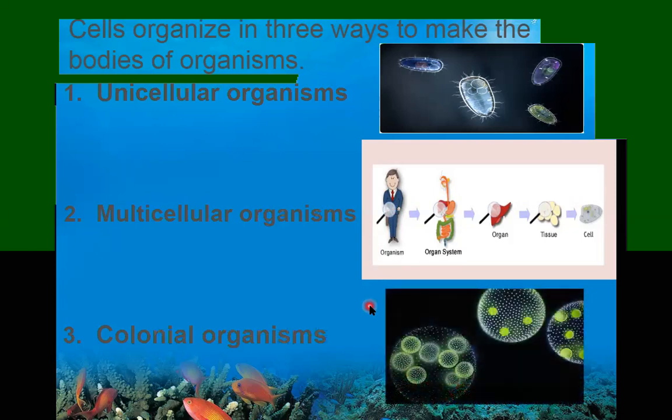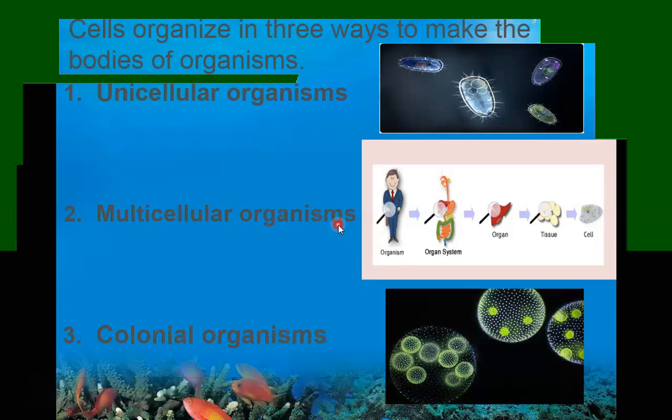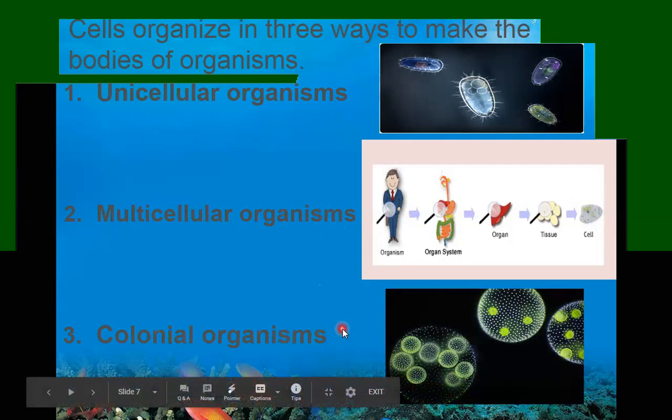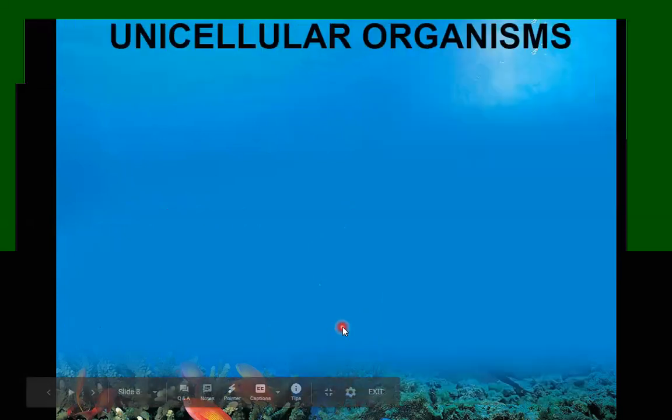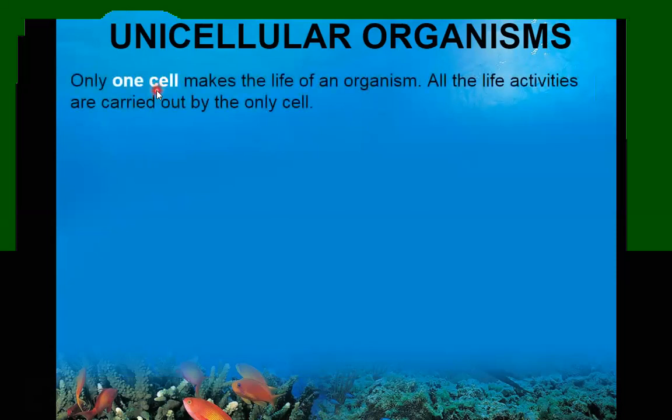Then we have another category, and that is the colonial organism. We will discuss the colonial organism today along with the unicellular and the multicellular organisms. You are familiar with the unicellular and multicellular organisms. Along with that, there is another piece of information related to the colonial organism. Starting with the very first group of organisms, that is the unicellular organism. As the word indicates, uni means one. So let's see what these unicellular organisms are. Only one cell makes the life of an organism. All the life activities are carried out by only one cell.